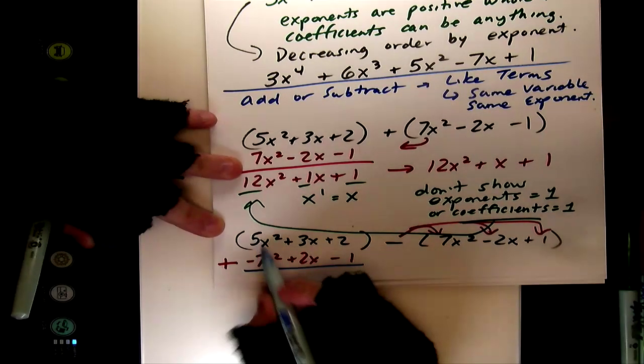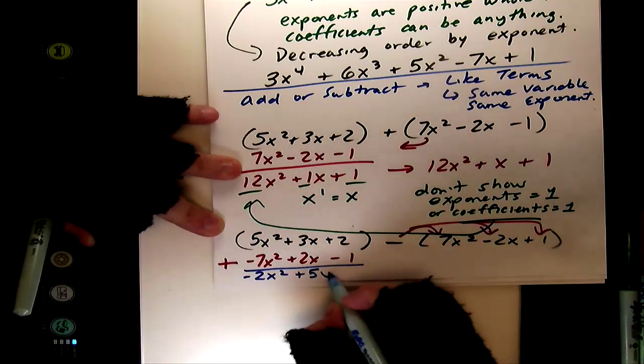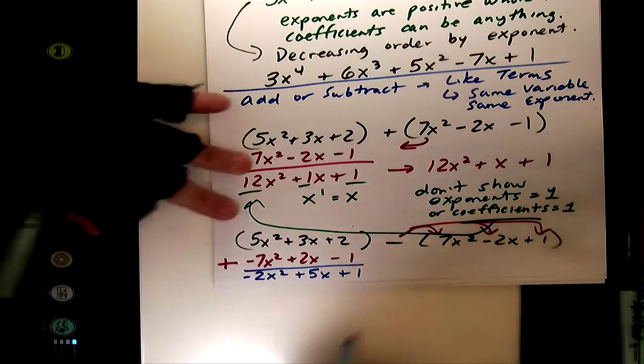Now we can add. 5 and negative 7 is negative 2. 3 plus 2 is 5. And 2 minus 1 is 1.